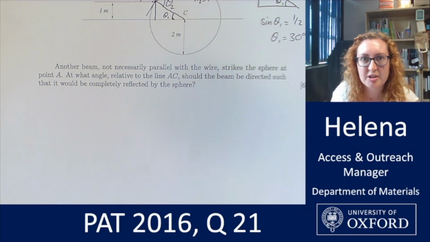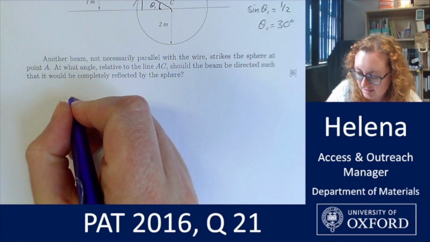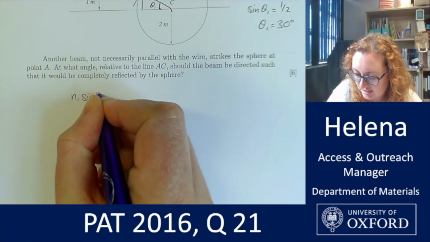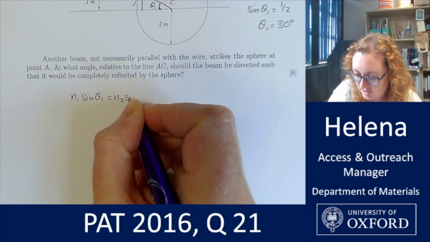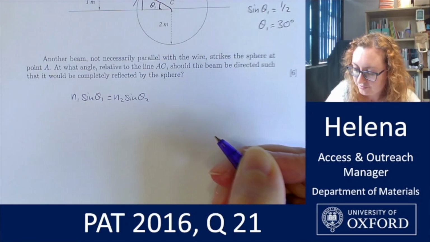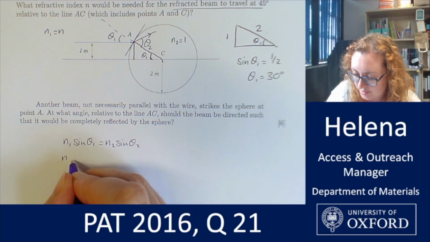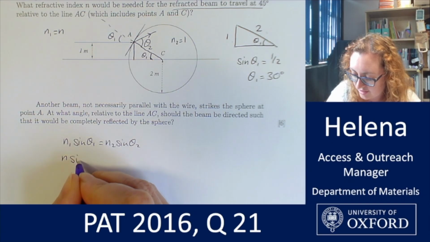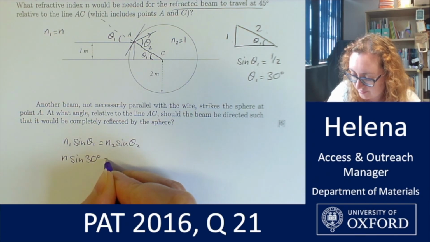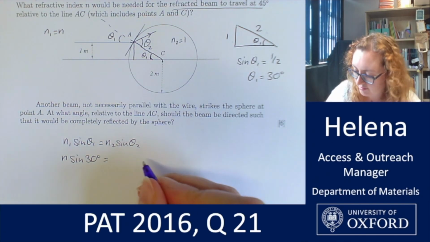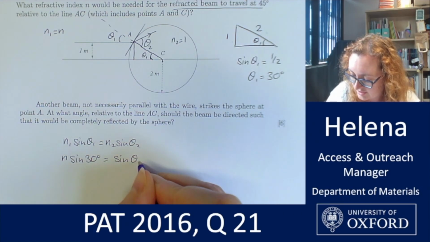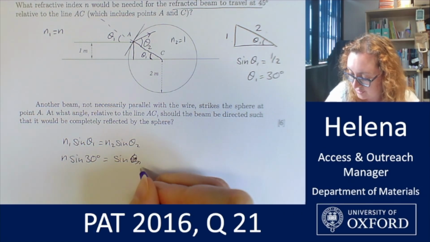Okay, so let's think back to Snell's law here. We have n1 sine θ1 is equal to n2 sine θ2. Let's put in our values for all of these. Our n1 is n, that's what we're being asked to find. θ1 is 30 degrees. n2 is 1. θ2 is 45 degrees.